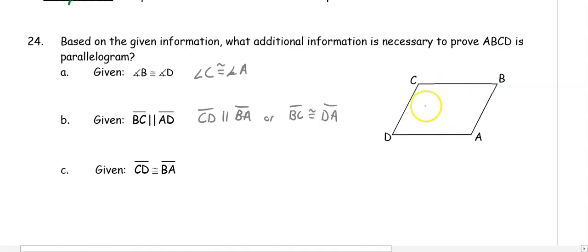In C, we are given that CD is congruent to BA. So again, we have two options. We can say the other side, CB, is congruent to DA, or we can say that set of sides needs to be parallel.